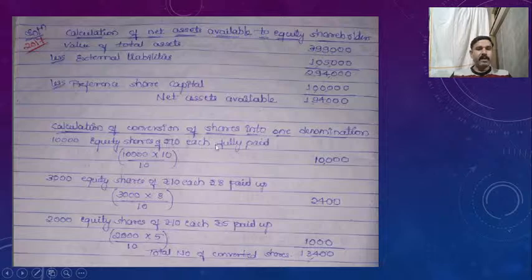10,000 equity shares of 10 each fully paid: 10,000 into 10 divided by 10, 10,000. Here we take the 10 rupees, the maximum face value, and consider it. Then 3,000 equity shares of 10 each, 8 paid up: 3,000 into 8 divided by 10, that is 2,400 shares. In the same way, 2,000 equity shares of 10 each at rupees 5 paid up: 2,000 into 5 divided by 10.